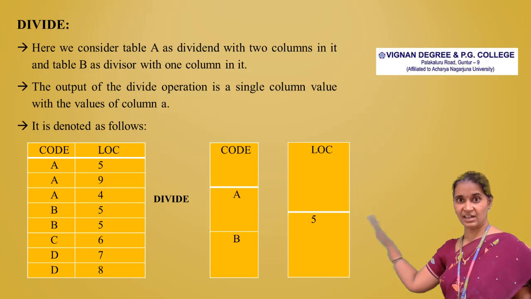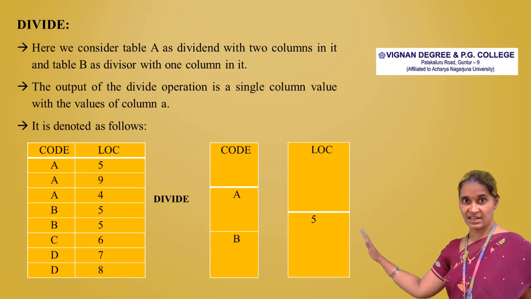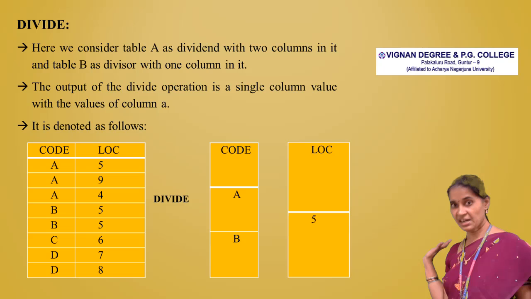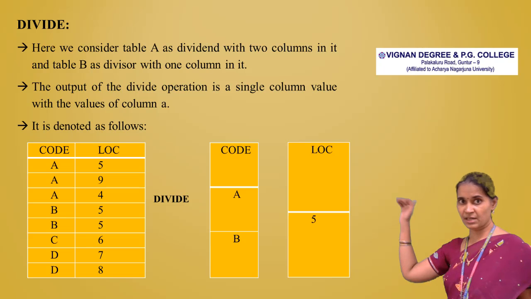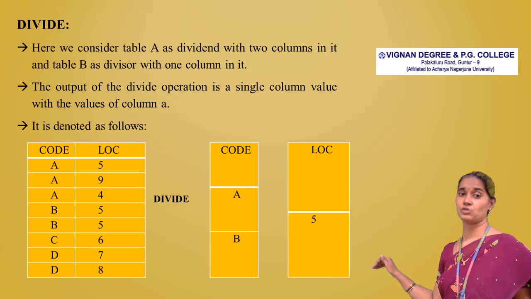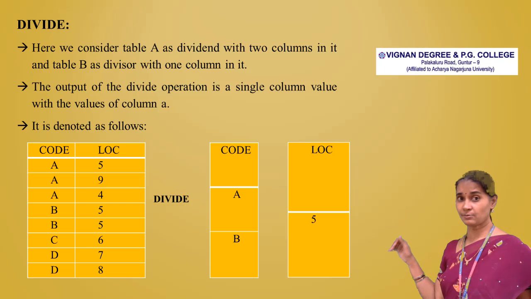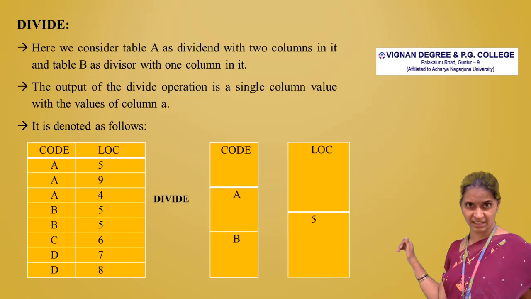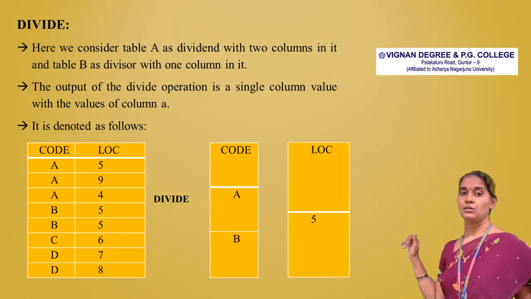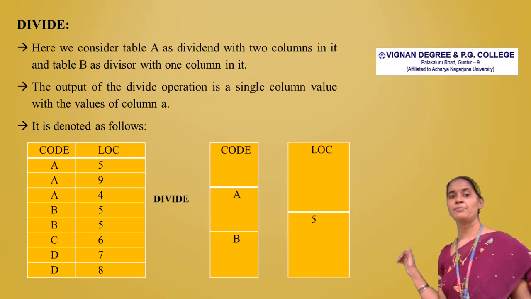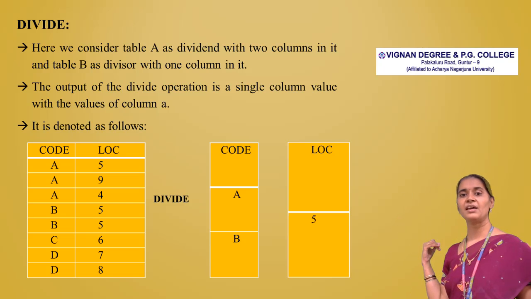So table 1 divided by table 2: in table 2, I have A and B. From table 1, I consider only the A and B values. Among the A and B values, one thing is common between A and B. The location common to A and B is 5. So the output will be 5.